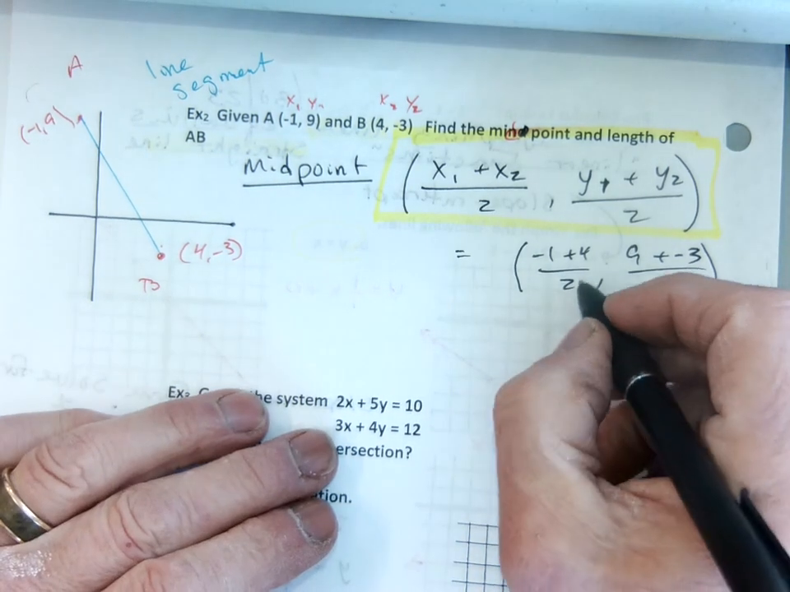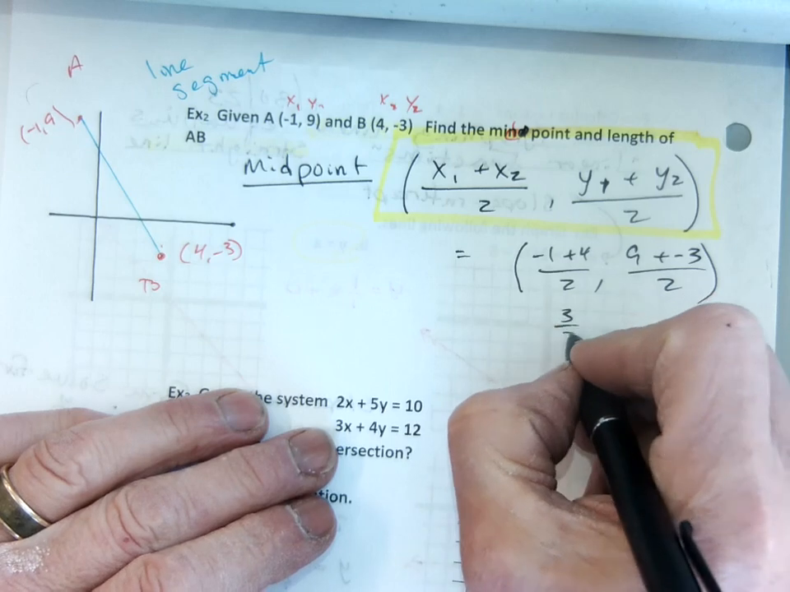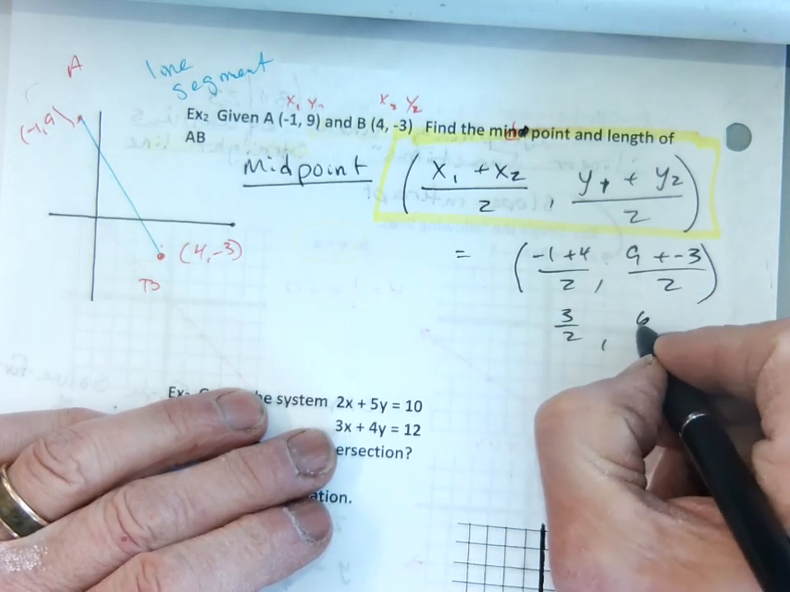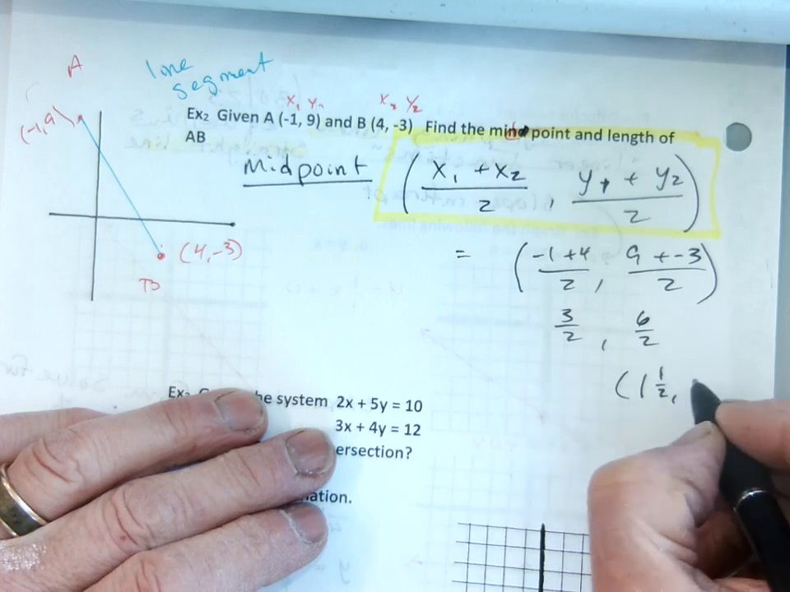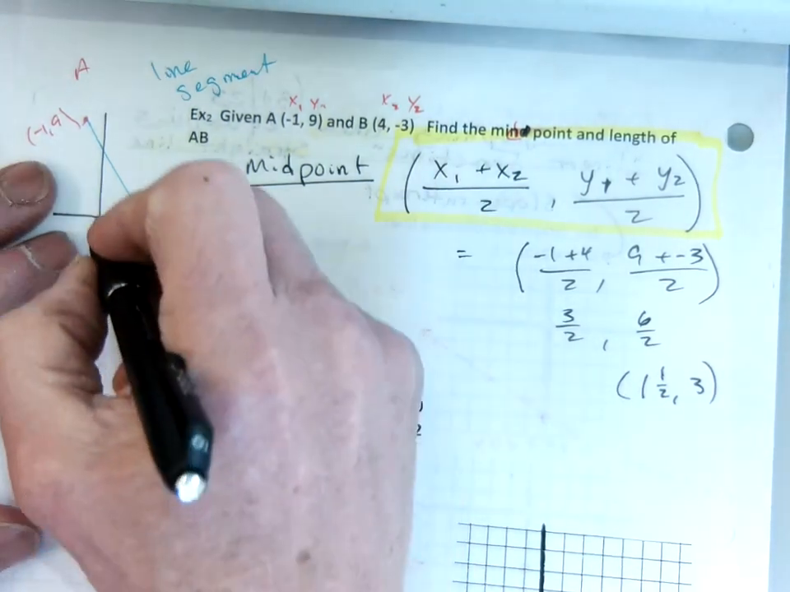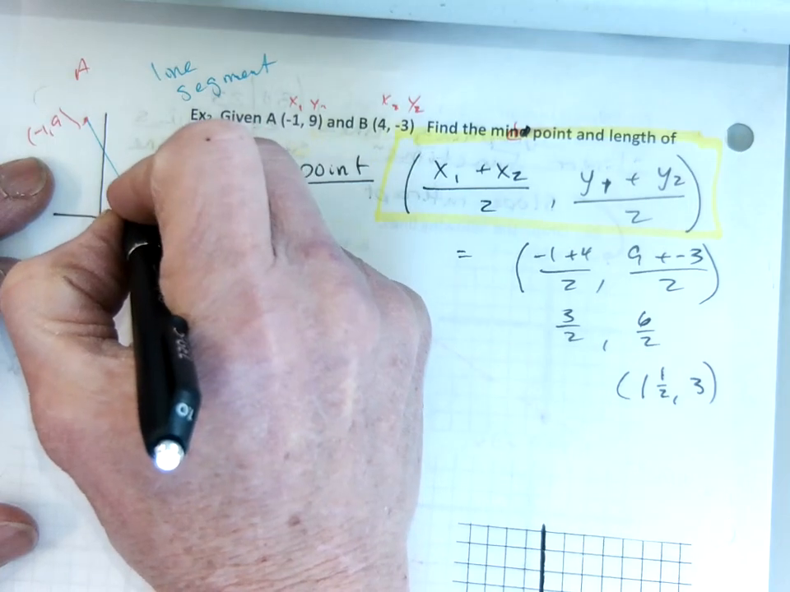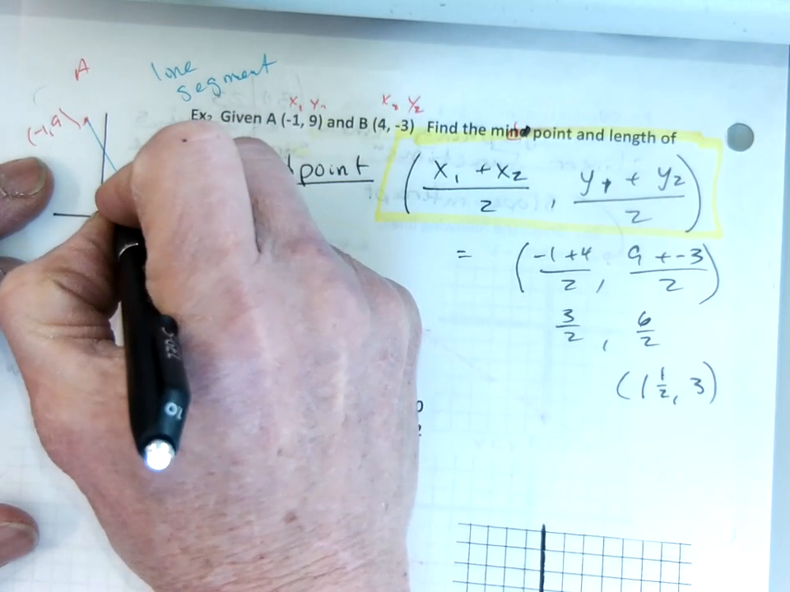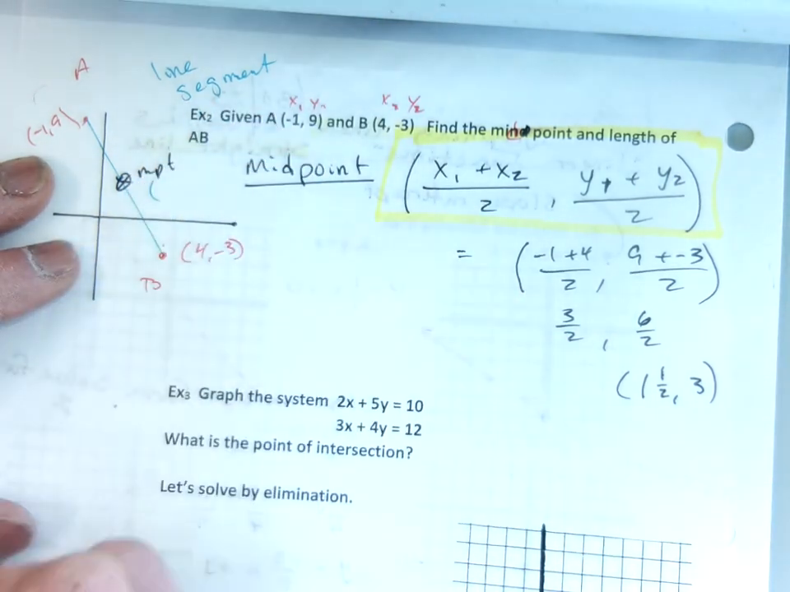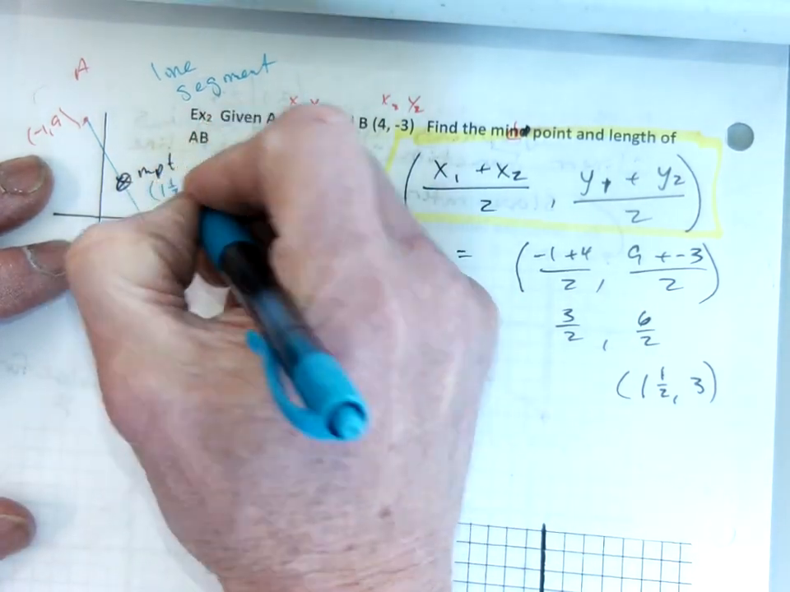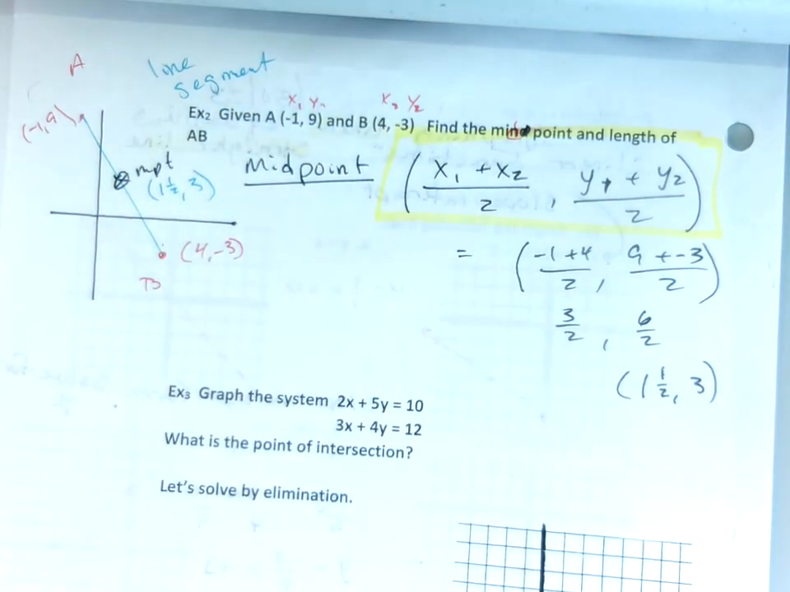That's all I'm doing. So then I'm going to get 3 over 2, and 6 over 2, which becomes 1.5 comma 3, okay? Which is probably right about here somewhere. There's my midpoint. And now I know it's at the point (1.5, 3). Okay, I'll slow down. That's my midpoint. Sure looks right, doesn't it? Because it is. That's why it looks right.